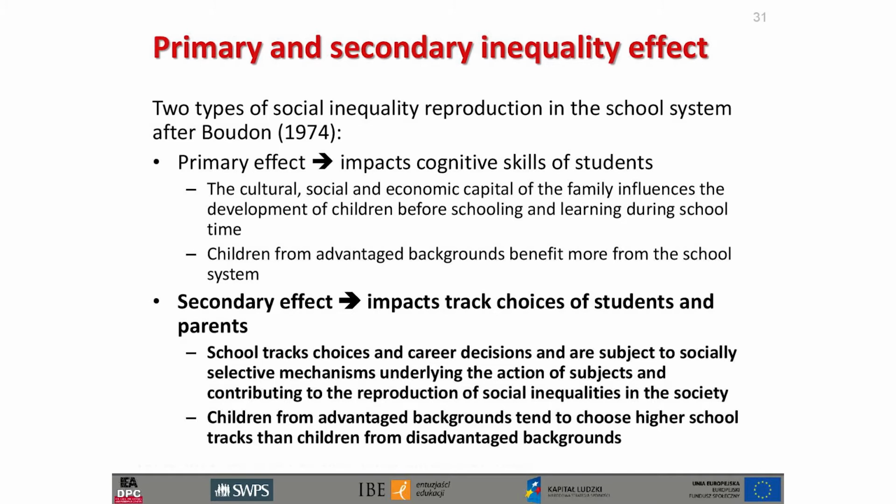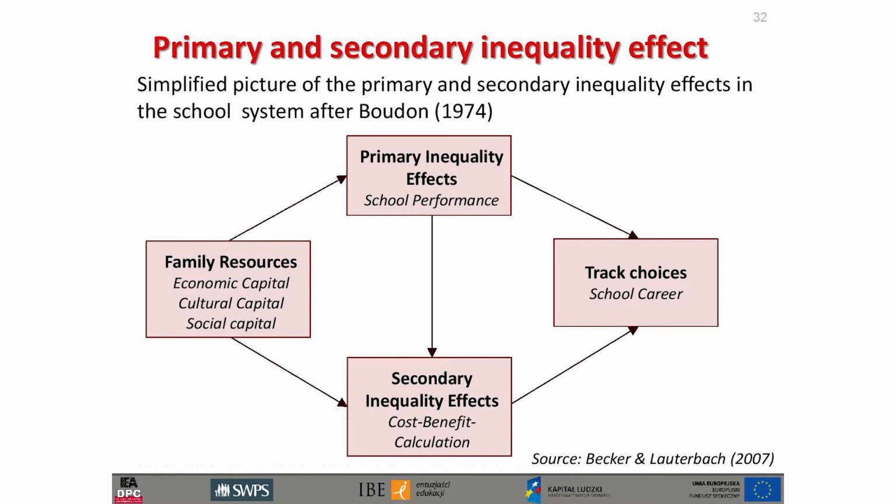And this is related to rational choice theories. Children from advantaged backgrounds tend to choose higher school tracks than children from disadvantaged backgrounds. And this is a very simplified picture of these two different types of inequality effects, according to Boudon. And as you see, it is assumed that the family resources, as defined by Bourdieu, economic, cultural, and social capital, influence, first of all, the primary inequality effect, which is defined as school performance or results in particular school performance. And this is influencing the secondary inequality effect, but also the secondary inequality effect occurs due to family resources.